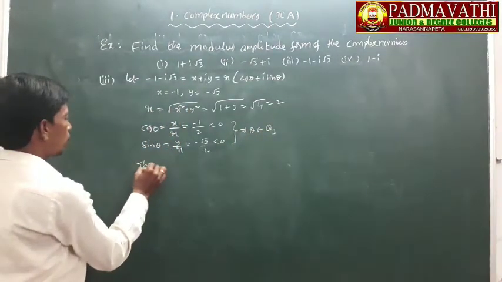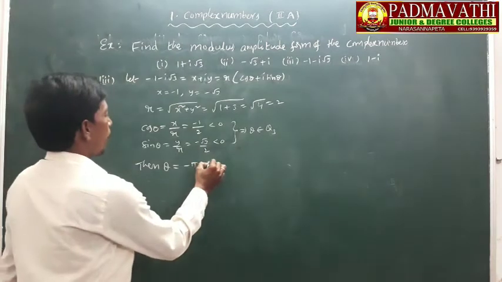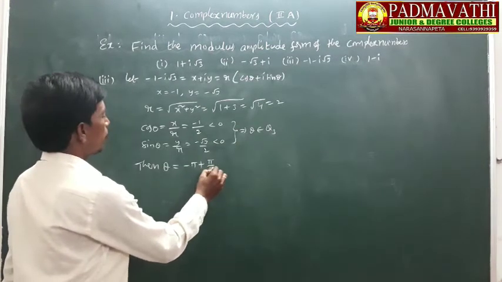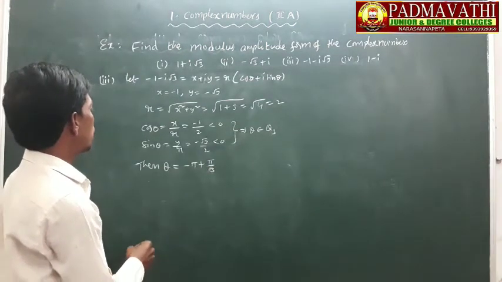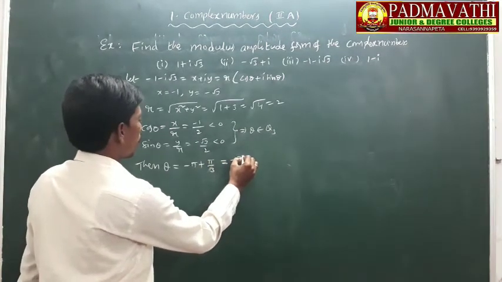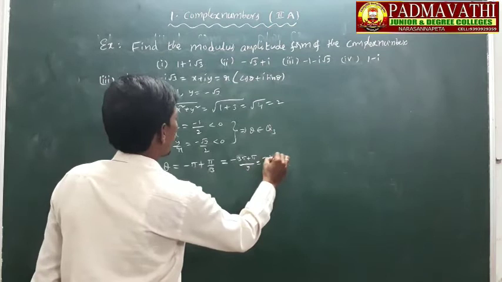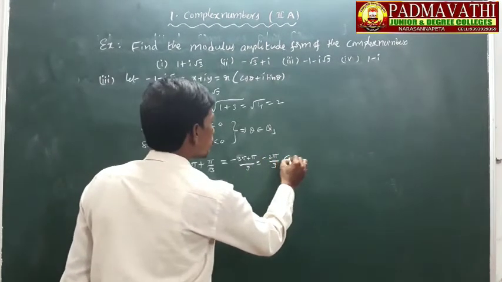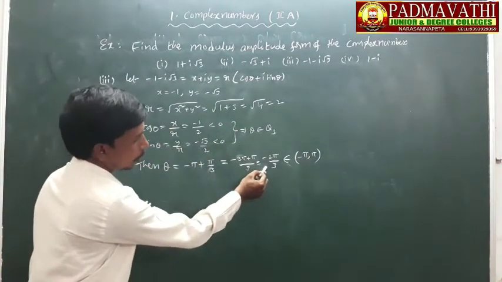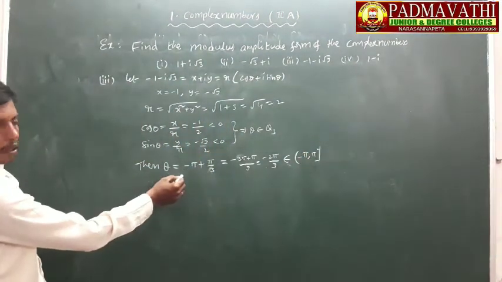So then theta equals minus pi plus pi by 3, that is minus 2 pi by 3, which belongs to minus pi to pi. The only one, minus 2 pi by 3, lies between minus pi to pi. So which is the principal argument.